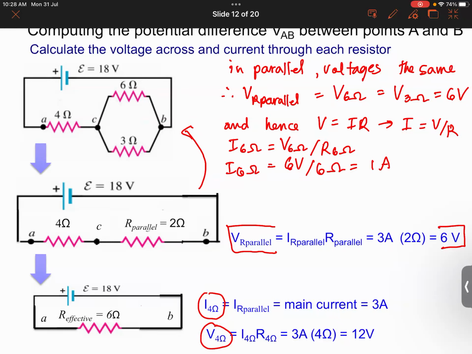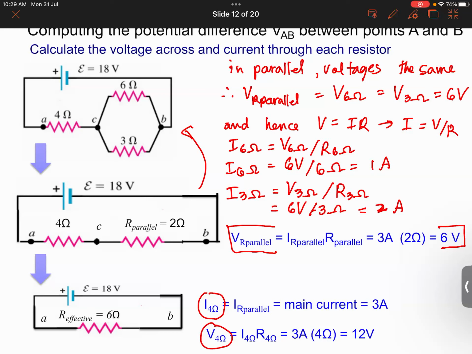And likewise for the current through the 3 ohm resistor, you have the voltage across the 3 ohm resistor divided by the resistance of the 3 ohm resistor. The voltage across the 3 ohm resistor is 6 volts. It should be the same because the 3 ohm resistor is in parallel with the 6 ohm resistor. So that's 6 volts divided by the resistance, 3 ohms, which is 2 amps.